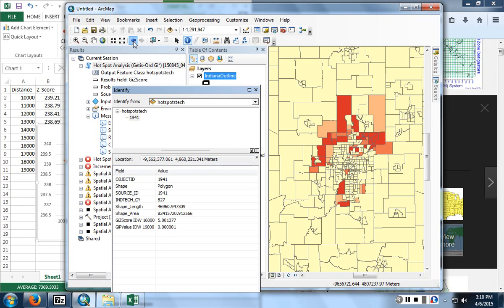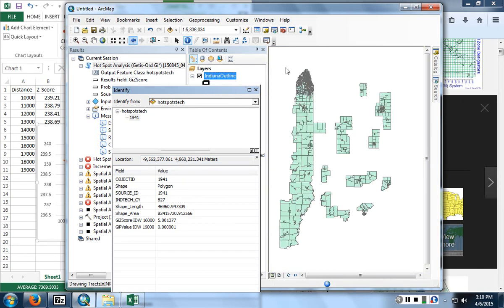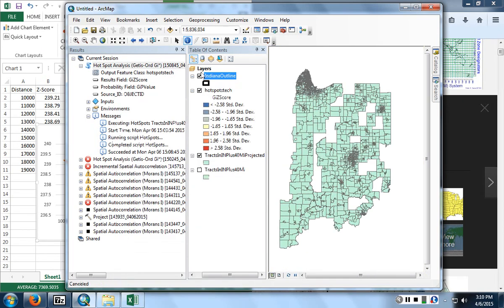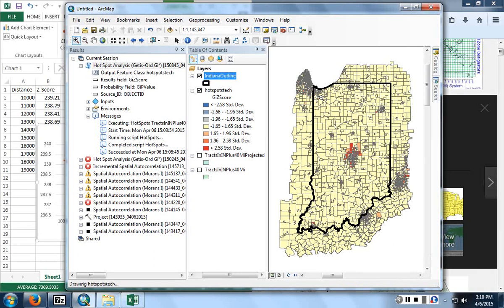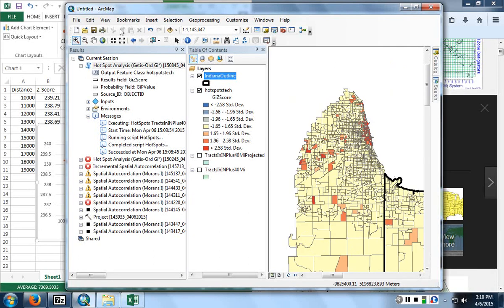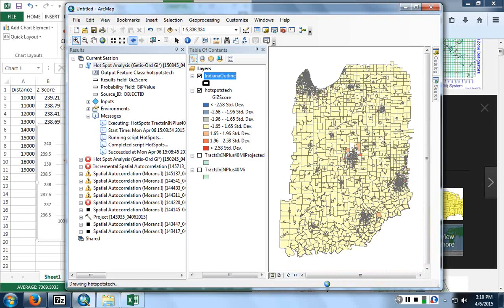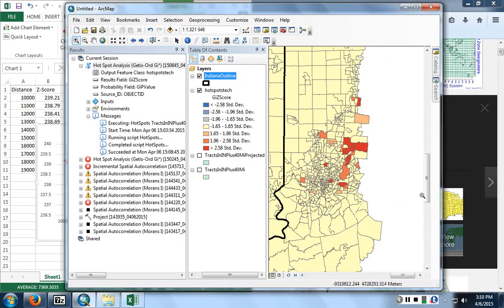Let's see if I can come up with a low cluster. Hold on. Doesn't look like there are any low clusters in the data set, which is interesting. Right, there are just either no clusters or some high clusters.